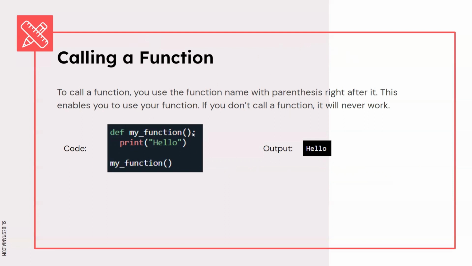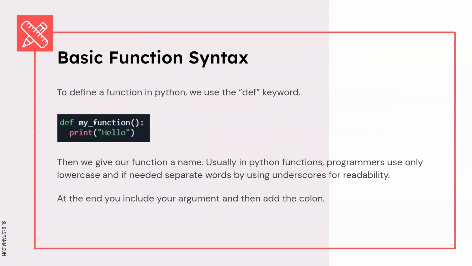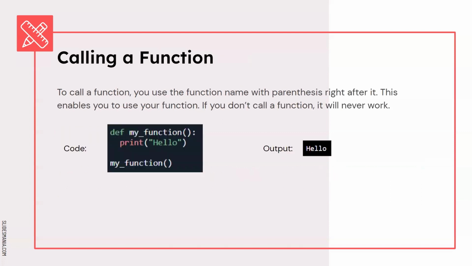So we have def my_function, print hello, and then right after, note this is not in the function because there is no indentation. So here we have my_function, parentheses, and this is where your argument will go. Again, we'll learn about that in the coming slides. And then our output is hello because we called this function, so we will get an output. Now, if we didn't call it, nothing would happen. There would be no hello, nothing, because we didn't call it yet. So that is calling a function.